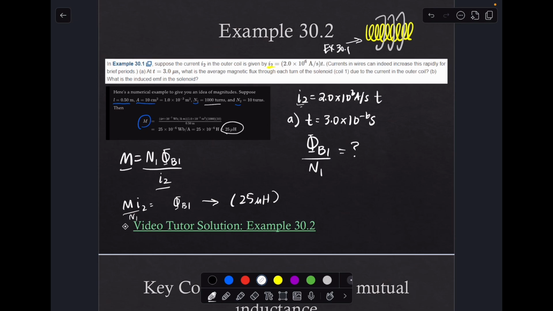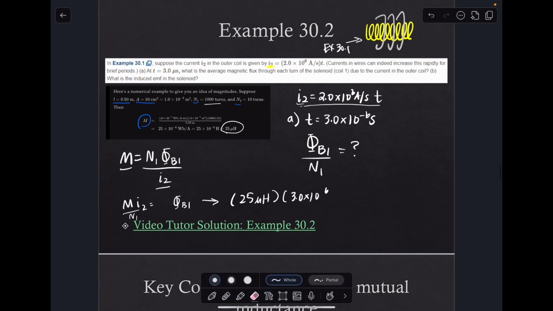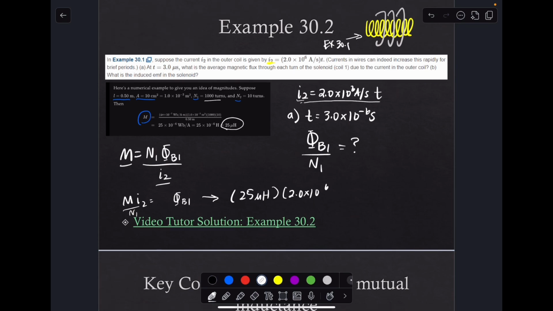The current is a time-dependent current, but it's asking us at t equals 3 microseconds. So we'll plug in t equals 3 microseconds. Oh, no, sorry, I had that right. This is a 2, right? This is the current. We're plugging in I2 here. That's 10 to the 6 amps per second times t, where t is 3 microseconds. Okay? And then all that's divided by N1, which is 1,000 turns.